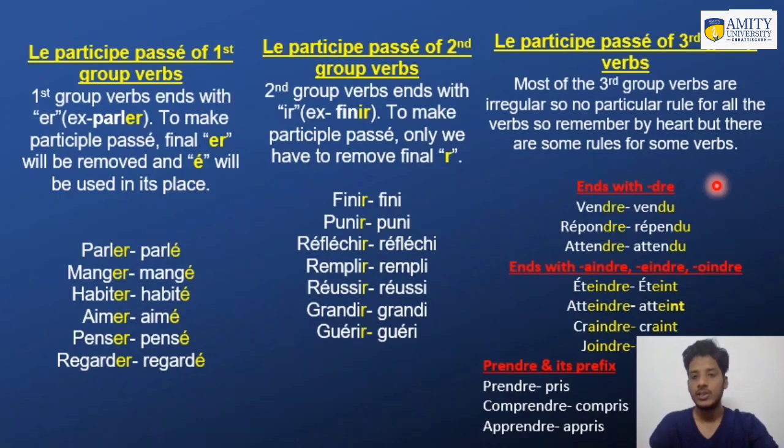Watch, watched, watched. But there are many verbs that are irregular. Put, third form. What is the third form of put? Put. Go, went, gone. So in English there are also irregular verbs. Similarly in French, most of the third group verbs are irregular except the -dre ending.